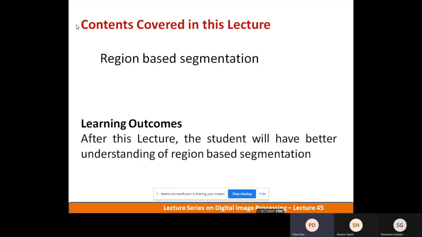The basic outcome of today's lecture is that you will have a better understanding of region-based segmentation. In that, you are going to study what region growing is, and then region splitting and merging techniques.